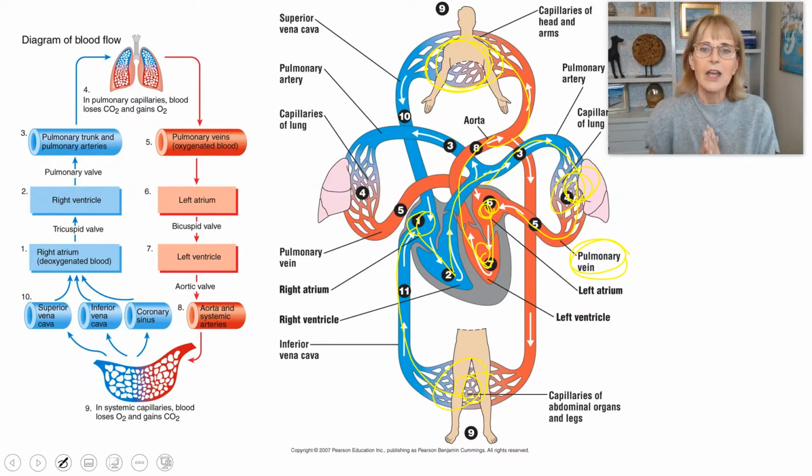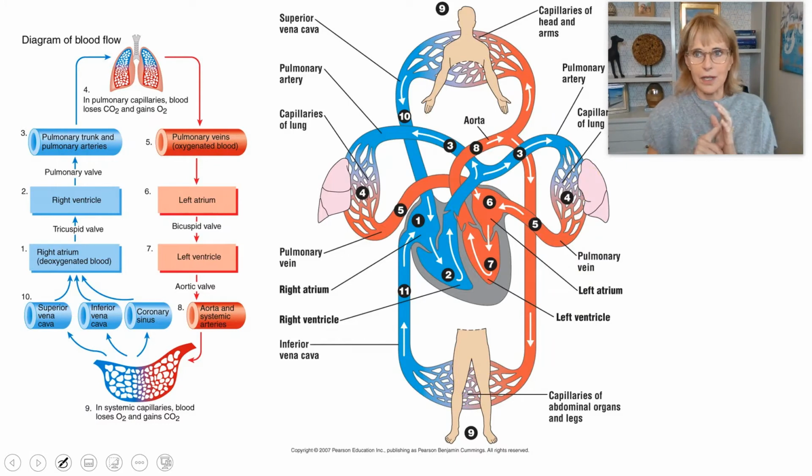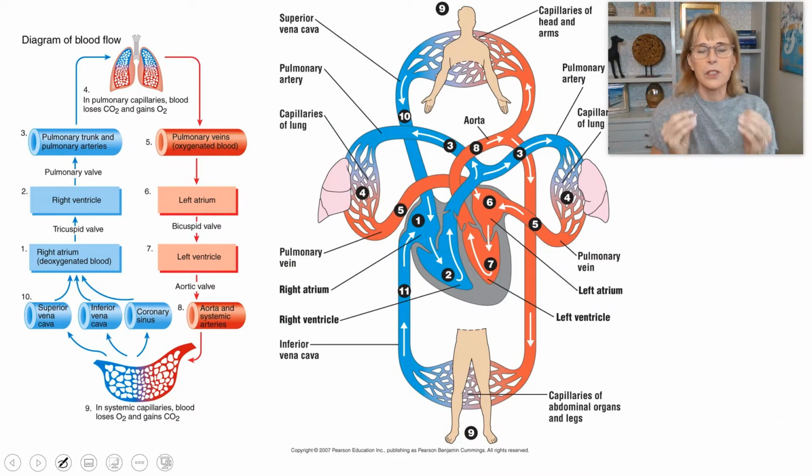All right? Now, I am going to recommend that as you are studying the parts of the heart, that you study them in the path that blood takes, because that'll make it easy for you to do the two things at the same time. So when you're in lab, study the parts as you're thinking about the direction that blood will go.